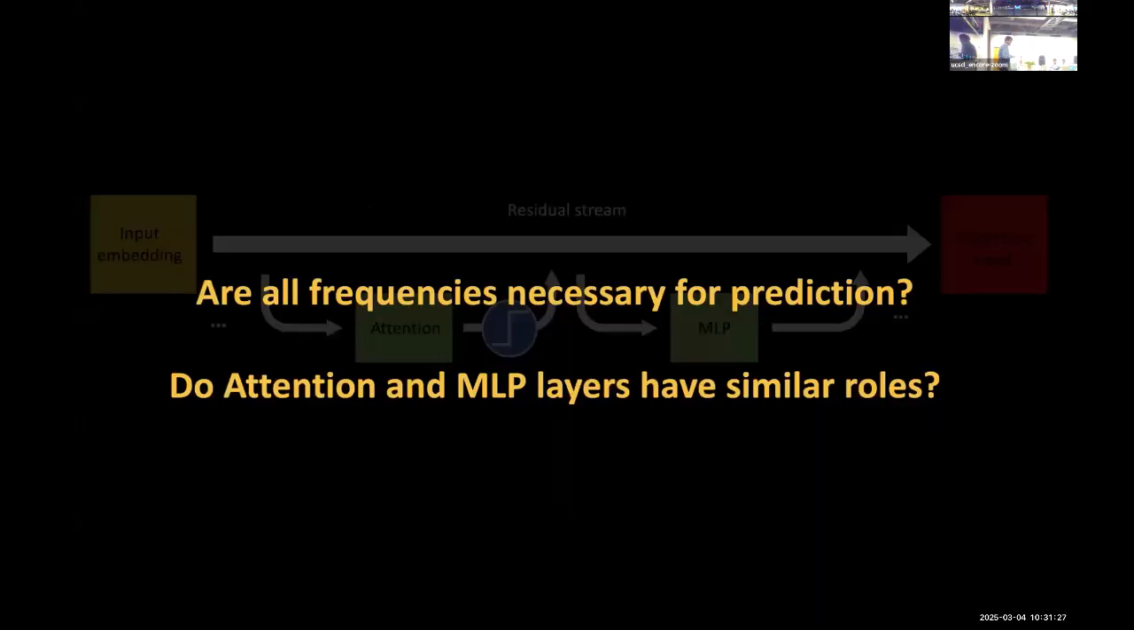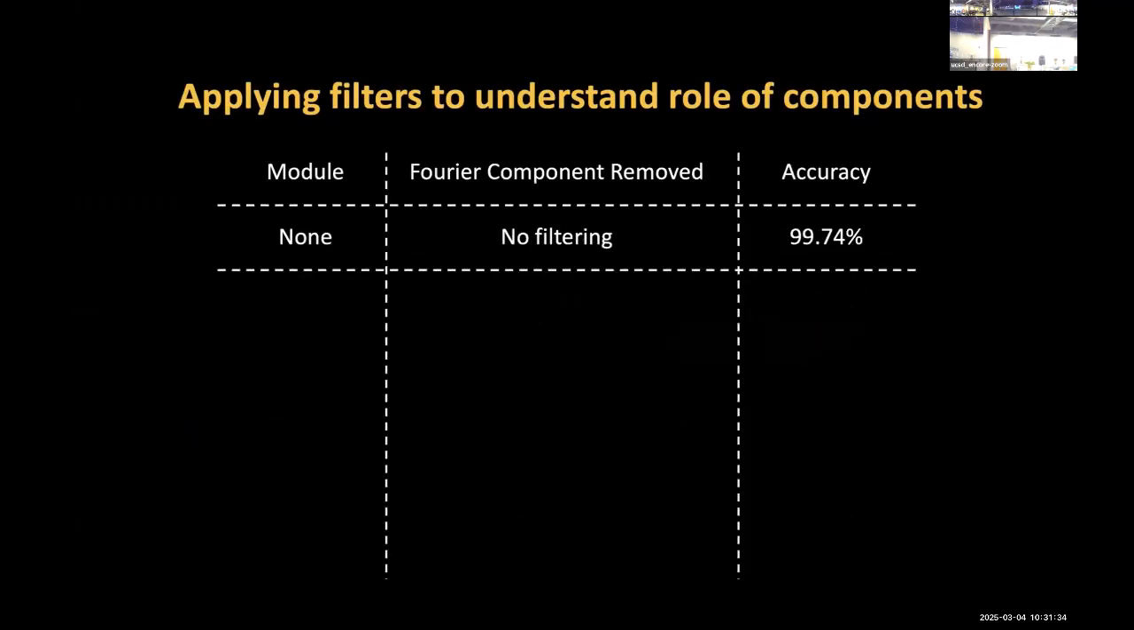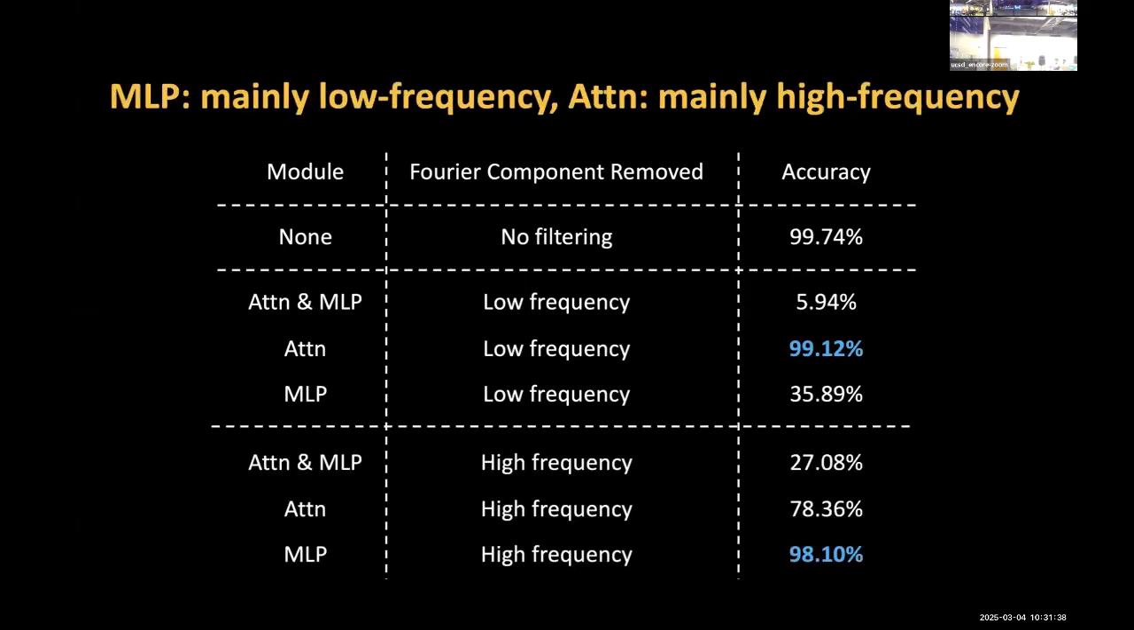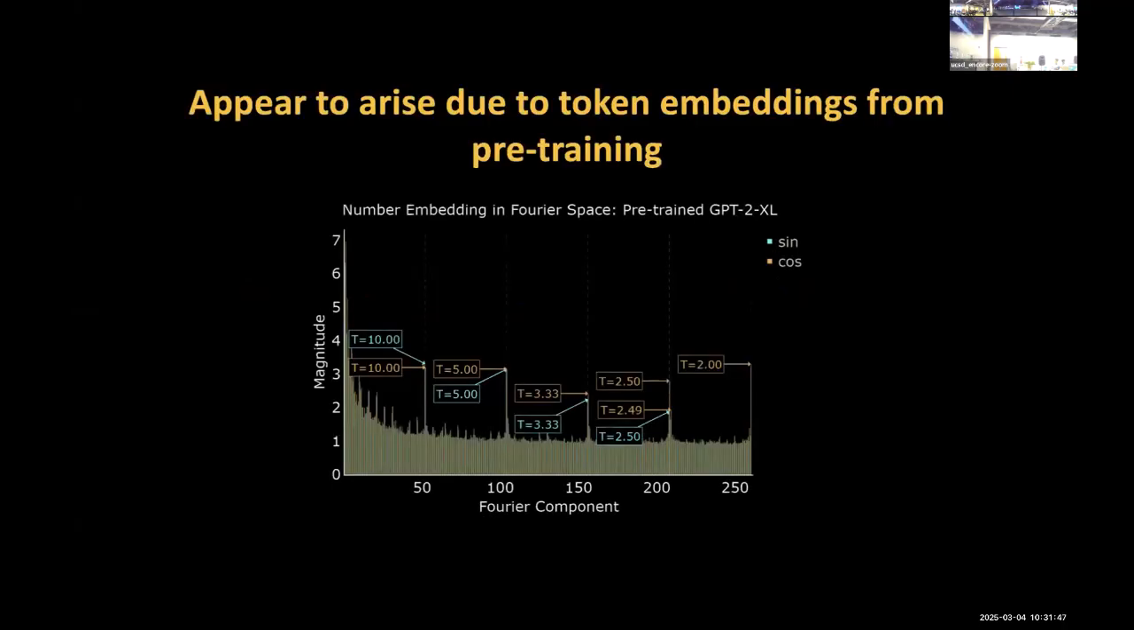And so basically, you can see what these different modules are doing. It seems like MLP modules do more of the low frequency part, and attention does the high frequency part. And finally, it seems like these Fourier features arise from pre-training, in the sense that if you look at the pre-trained token embeddings of a lot of different models, they again seem to have these same spikes in the Fourier space.